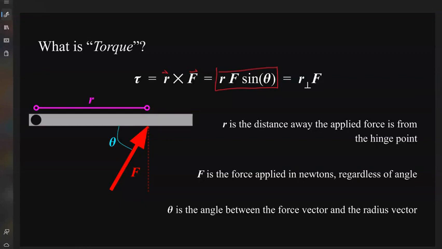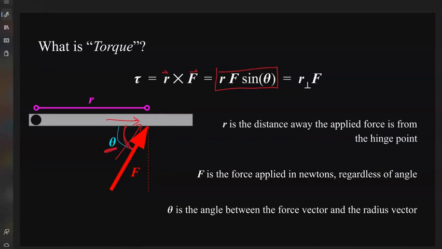rF sine theta. So it's the radius, from the pivot point to wherever the force is being applied, that's the radius there. So radius, and then the force is whatever the force is that's acting on that location that we decided right there. So the force, and then sine theta, that theta is the angle that's between the radius and the force. It's whatever that angle is, theta, between them.